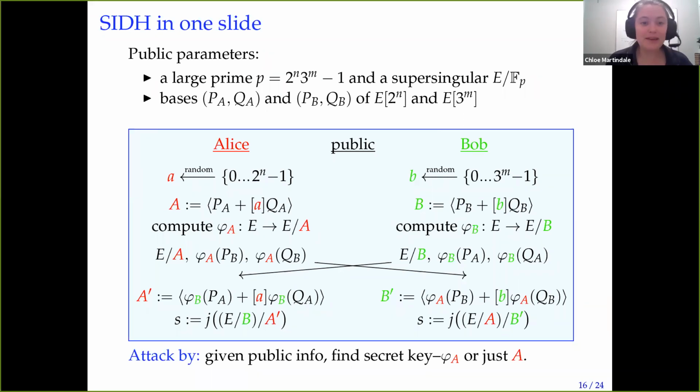Okay, so how do you attack this scheme? If you're an attacker, what do you want to do? Given the public information, right? So given the two elliptic curves and these images of the points, you want to find the secret key, which is the isogeny phi_A or phi_B respectively, or just the kernel, because remember, from the kernel we can compute the isogeny itself. Any questions about SIDH before I move on to how we try to attack it?